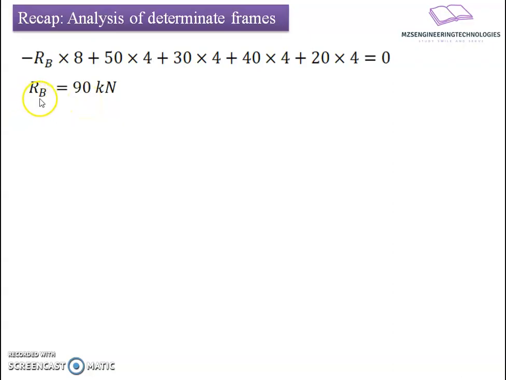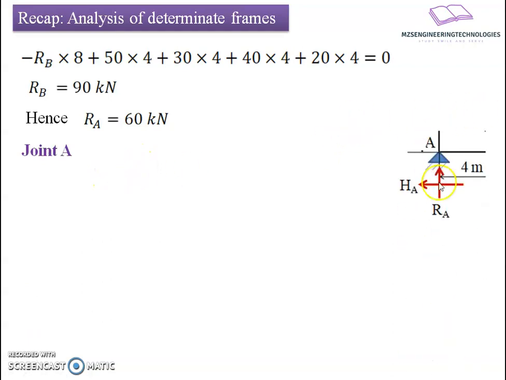Once I have RB, I will back-substitute it in the previous relation, and we get RA equals 60 kilonewtons. Now all unknown forces are known to me. I will start joint by joint analysis by considering a joint where a minimum of two unknowns are there. Let's start with joint A.